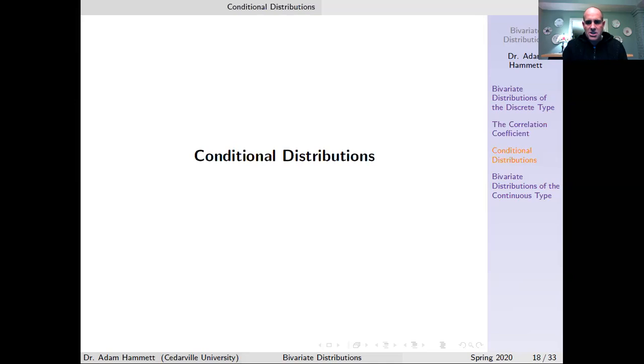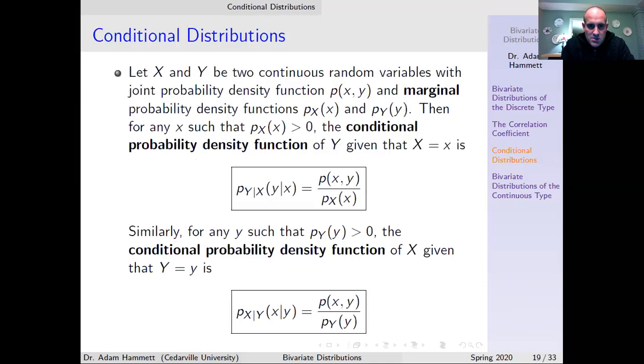And let's talk about conditional distributions. The basic idea here is that we know what the value of one of the random variables actually is. That's going to take us in a certain direction. So let's take a peek at this.